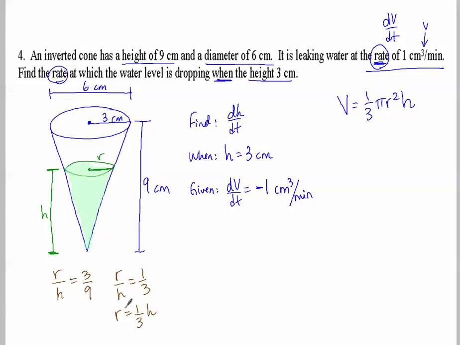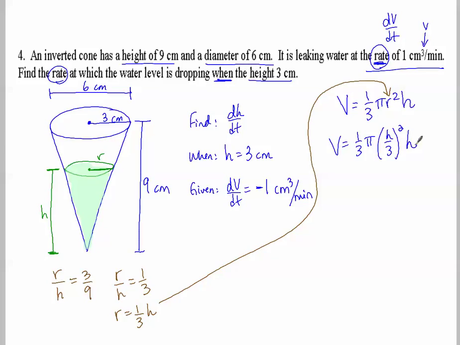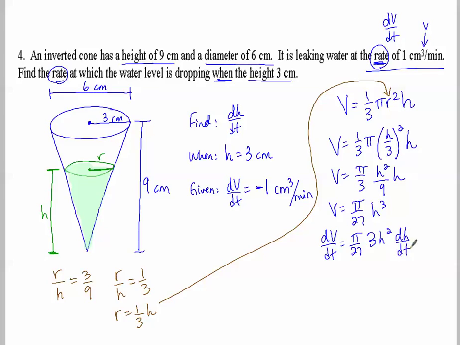Take that, plug it into the r, so everything is just in terms of h. So V equals 1/3 pi, r is h over 3, squared, times h. Simplify this: pi over 3, h squared over 9 times h, or pi over 27 h cubed. Much simpler, easier to take the derivative. dV dt equals pi over 27 times, by the power rule, 3h squared dH dt. Plug in what we know.